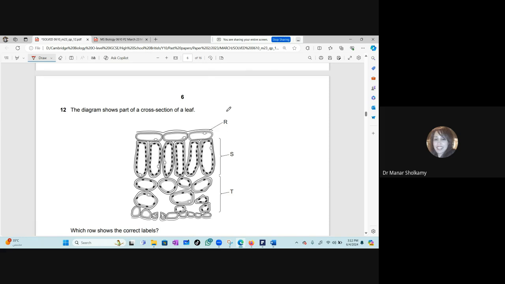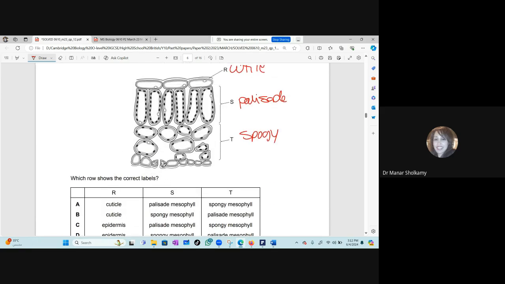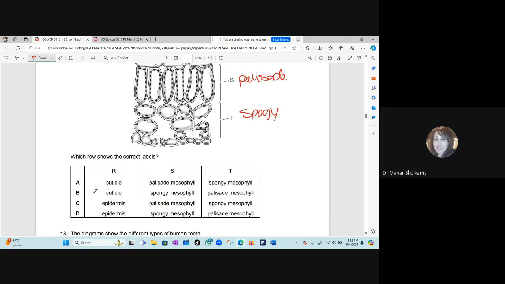The diagram shows part of a cross-section of a leaf. What's R? The waxy cuticle. Yes, R is the cuticle. What is S? Palisade mesophyll. What is T? Spongy mesophyll. Good. Now, which row shows the correct labels? R is the cuticle, so the moment you see that, you cross out C and D. They're wrong. It's either A or B. S is the palisade mesophyll. So what's the answer? Very easy. A. Yes, paper two is easy, but it should not be ignored.